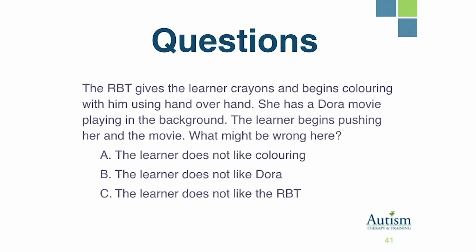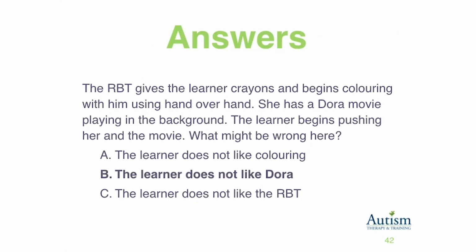The RBT gives the learner crayons and begins coloring with him using hand over hand. She has a Dora movie playing in the background. The learner begins pushing her hand and the movie. What might be wrong here? A, the learner does not like coloring. B, the learner does not like Dora. C, the learner does not like the RBT. And the correct response is B, the learner does not like Dora.